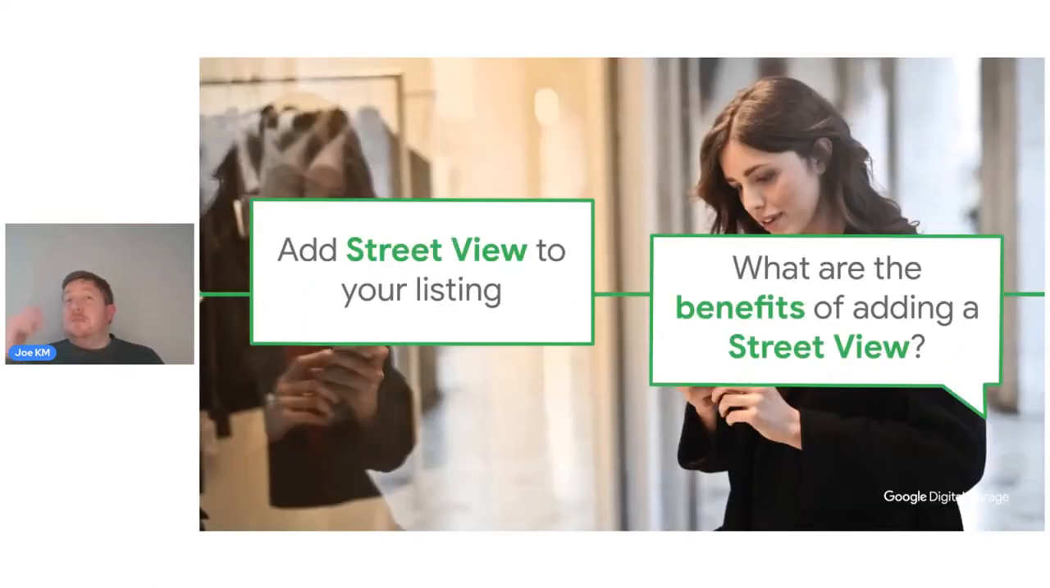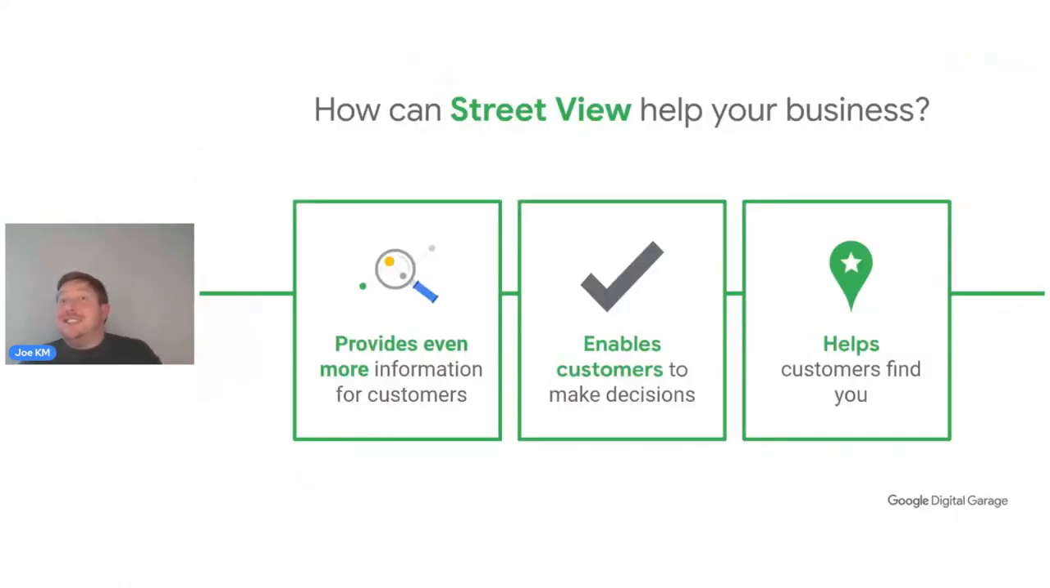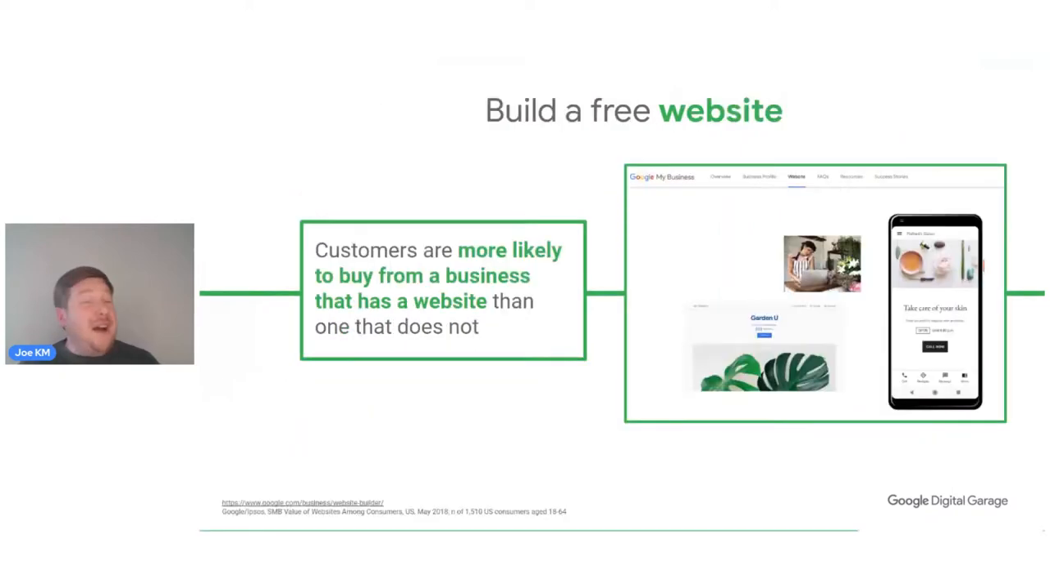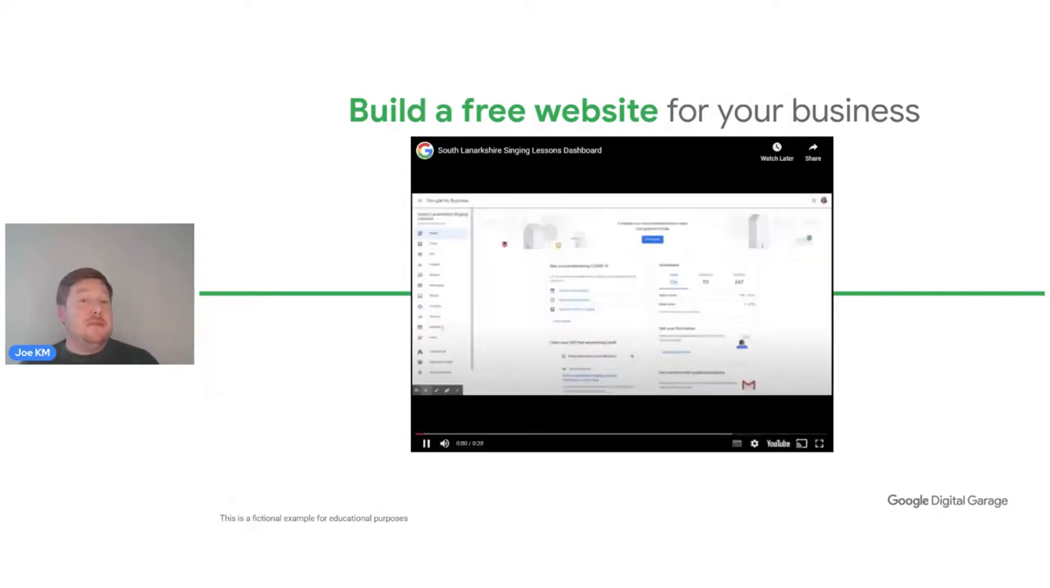But what's amazing, you can add this to your Google business listing. By adding Street View, people can take a tour of your shop, your venue, or your office, which gives them the maximum chance to see what it's like to make their decisions for you. Street View basically means you can provide more information, enables customers to make better decisions, and helps customers find you. If you haven't got a website, you can also build a website in seconds by going to the website tool in Google My Business, and it builds your website based on all your information from your business.